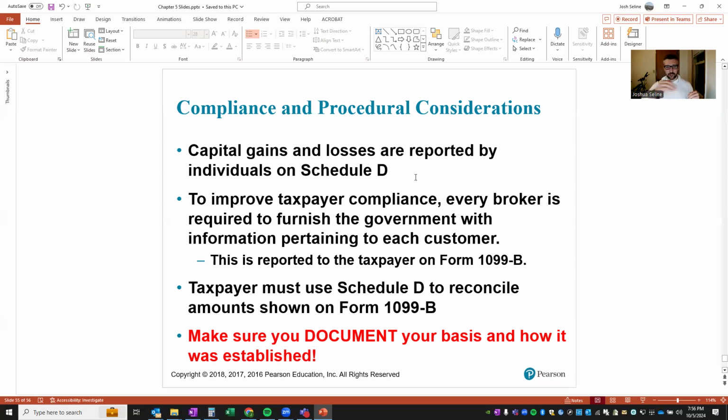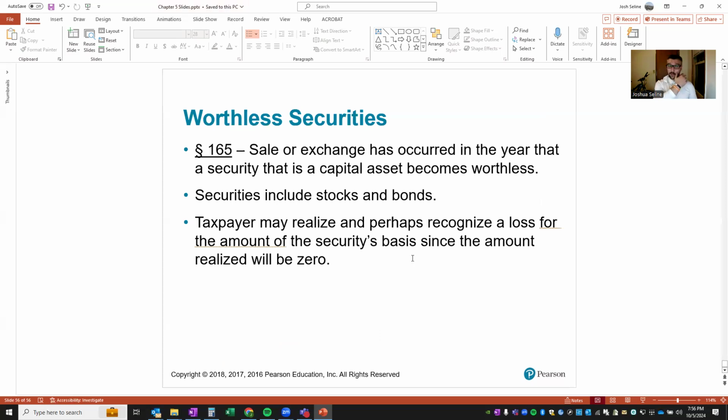If someone jumps between brokerages, I'm at Fidelity, and then I go to Robinhood, and I transfer stuff over, and then I say, you know what, actually, I want to have it at Principal. A lot of the times that can get lost in the shuffle. And that's why you want to document your basis and show how you got there. Worthless securities, section 165. A sale or exchange has occurred in the year that a security that was a capital asset becomes worthless. You may realize and perhaps recognize a loss for the amount, since the amount you're going to get for it is zero.